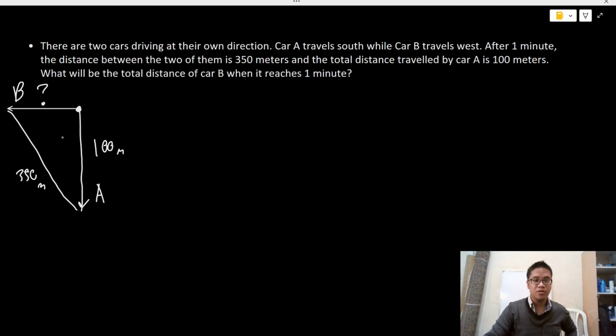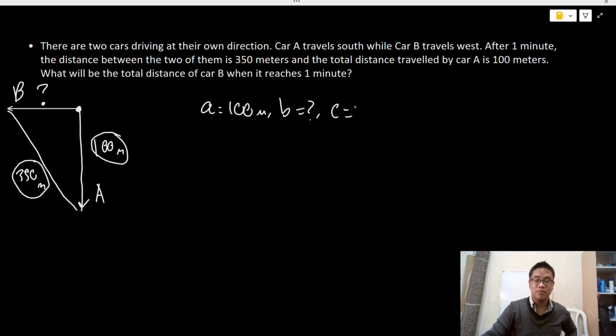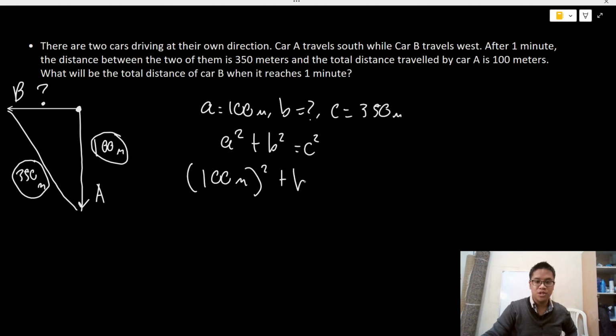So here, you see, the distance between the two of them, B and A, is the longest side, 350 meters. And your A is 100 meters. So how about your B? Your B is missing, and your C is given, which is the longest side, 350 meters. The formula would be, of course, A squared plus B squared is equal to C squared. Substitute: your A is 100 meters squared, plus B squared, the missing one, equals C squared, which is 350 meters squared. So let's find your B.